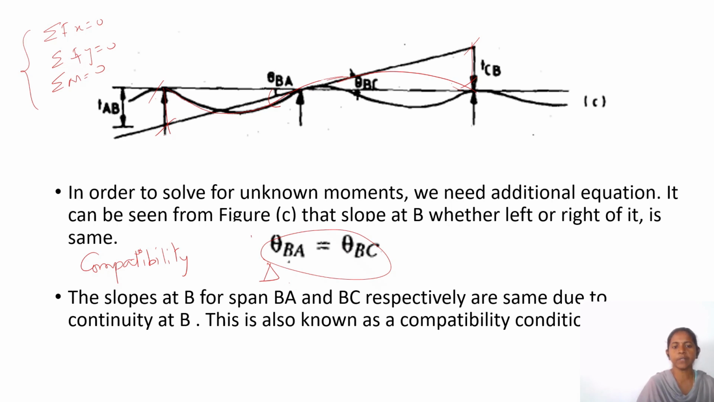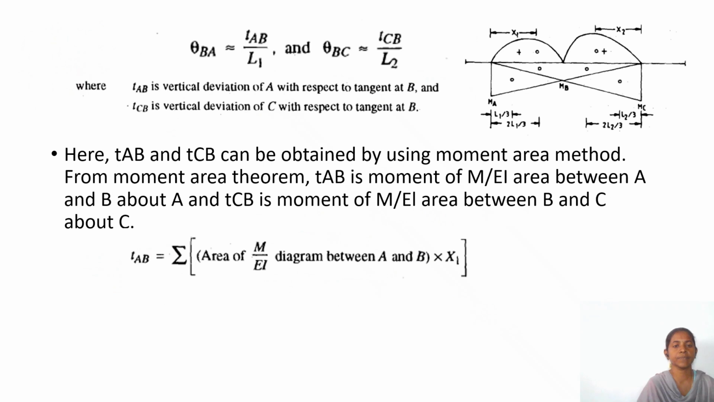The slopes at B for the spans BA and BC respectively are the same due to the continuity at B. So this will be the same. Theta BA and theta BC will be equal depending upon the continuity. So this condition is also known as the compatibility condition.